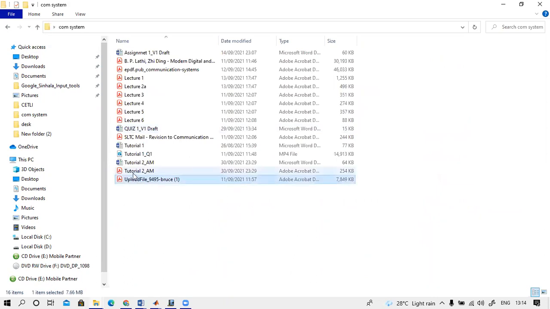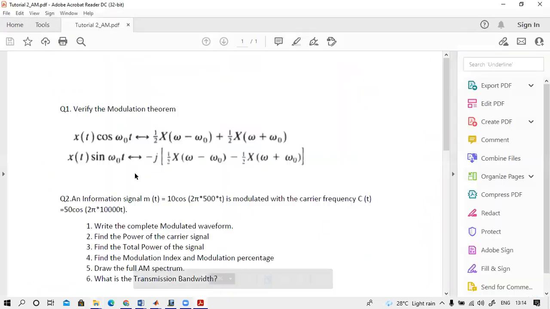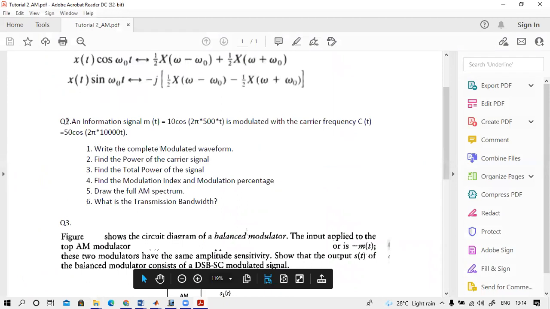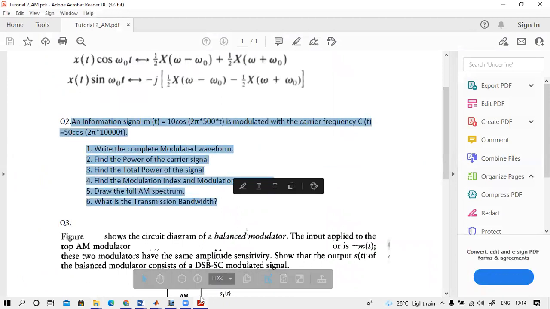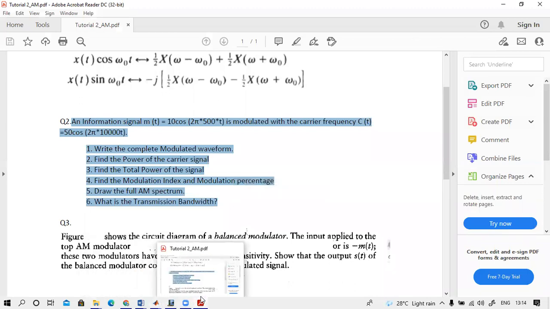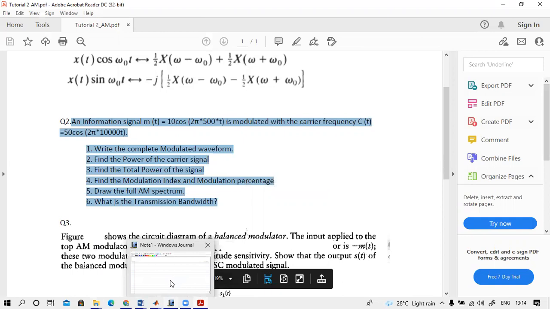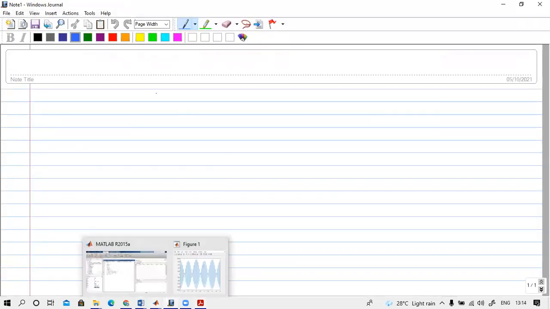So we will go to tutorial two. Okay, so I think we couldn't complete this question two, so we will see it. Actually, in the previous session, I made a mistake, so I will correct it here.